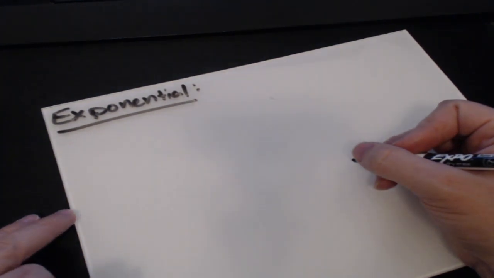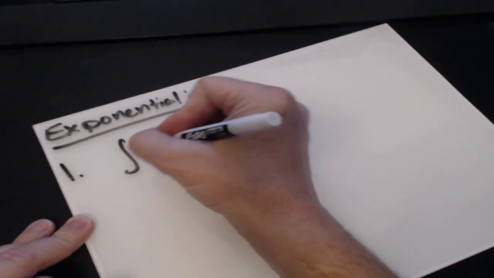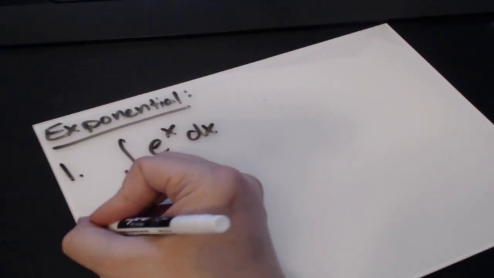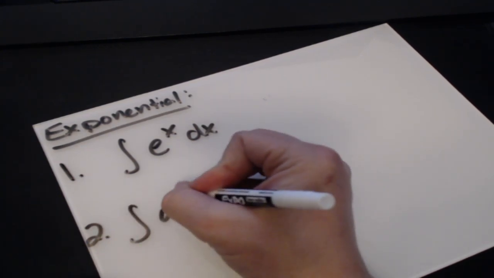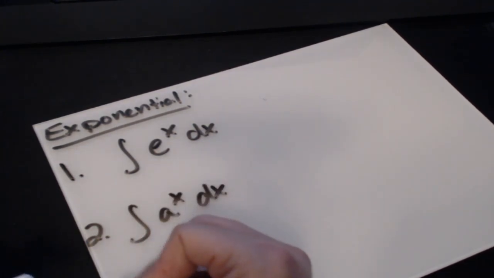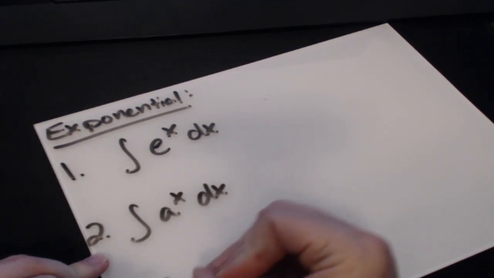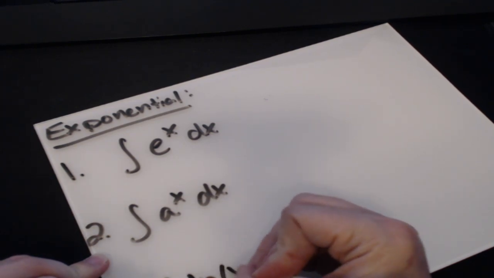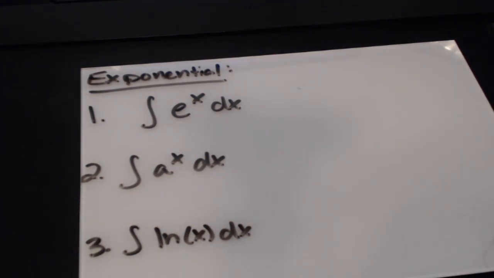And for the exponential rules, we're actually dealing with three different problems. We're going to have one, the integral of e to the x dx. Two, the integral of a to the x dx. And three, the integral of natural log of x dx. And these are their most basic rules. It doesn't change too much either way.